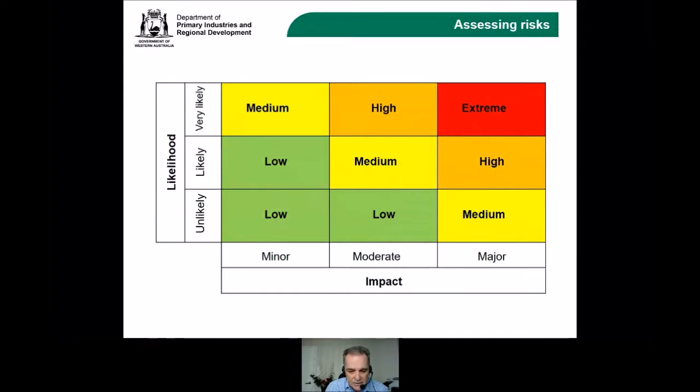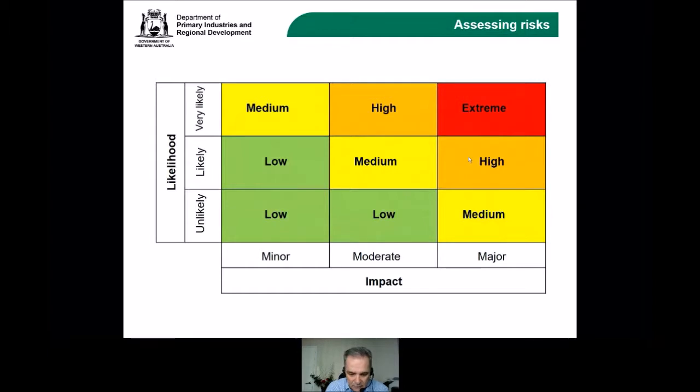And obviously we would start with the extreme and then move to the high, and maybe we'd address the medium sort of risks, and maybe we might say, oh, well, we've just got to accept the low risks. And rather than beating ourselves up and investing a lot of time and effort and energy, let's invest it in the major ones. And that might be to the right-hand upper side of this particular grid.